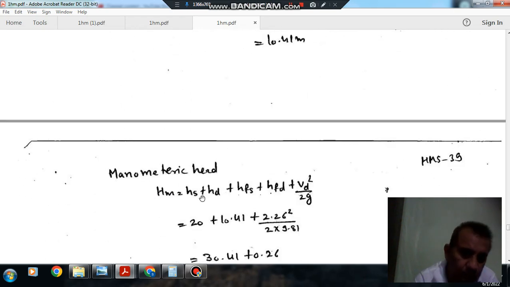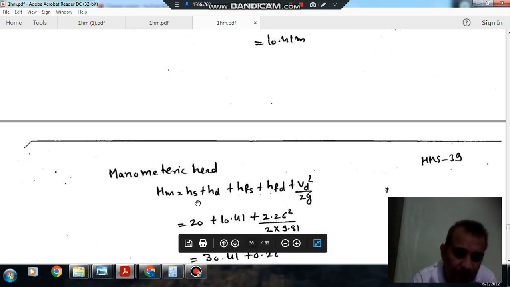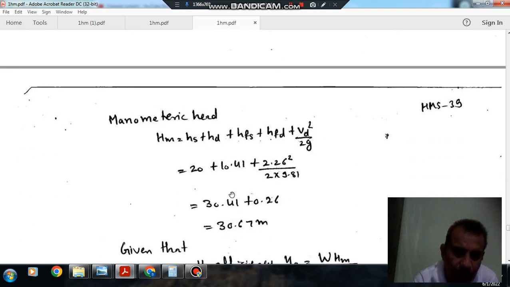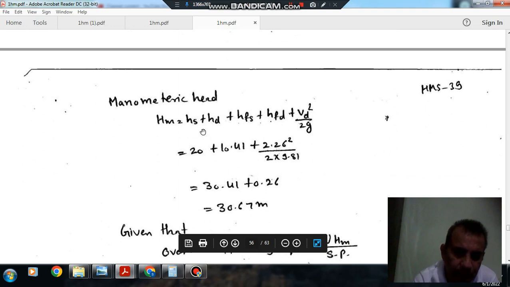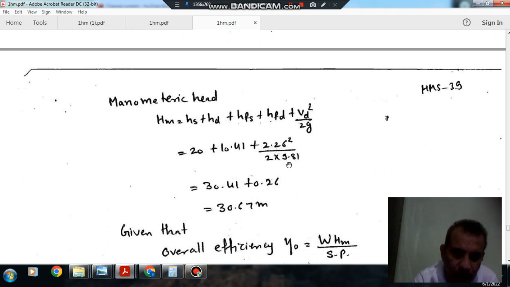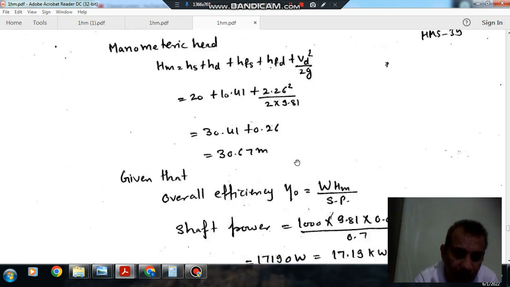So now from suction to delivery, the total head is one, suction head, then delivery head, and other, the head loss in pipe, and this one is the velocity head. So putting these values, we have HS plus HD is 20, HFS plus HFD is 10.41, and this is 2.26 square by 2 into 9.81. So that is 30.67 meter.